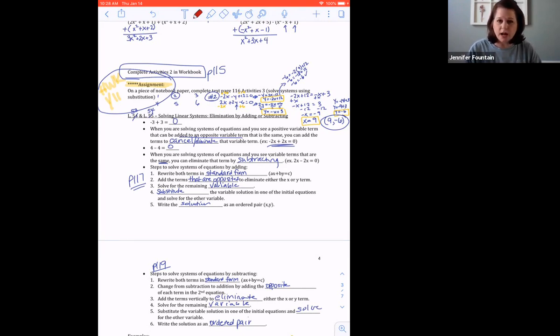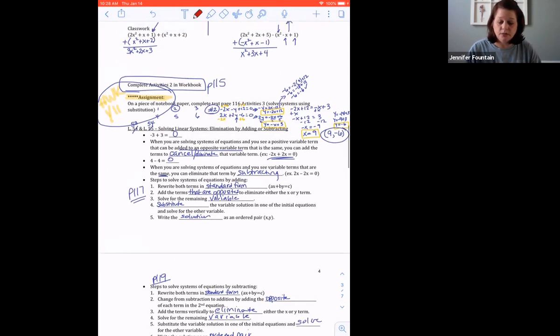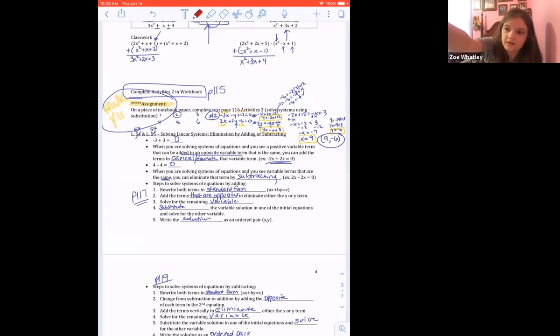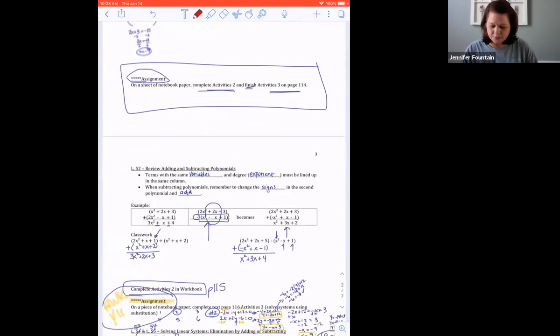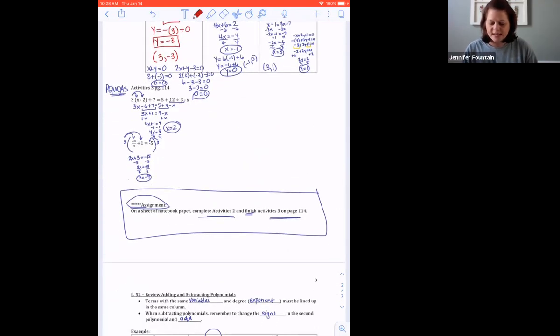That was our first part of homework, right? Page 115, activities 2 in the workbook, or did we finish that in class? I thought our first homework was activities 2 and 3, page 114. Okay, I just didn't go far enough, my bad. Okay, here we go. We had to complete activities 2 and finish activities 3. So let me flip back to that. Did I have that? I was thinking.